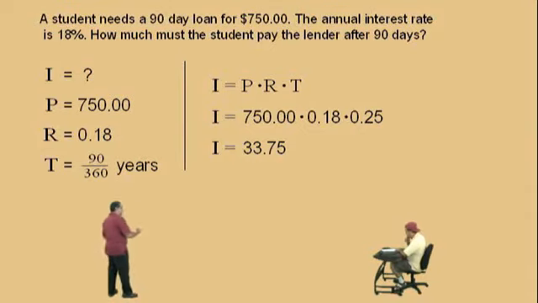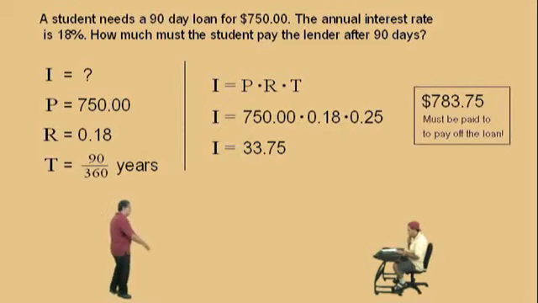And so, Charlie, what's the total amount that the student has to pay after the 90 days? $783.75. That's right, you just sum those up and that gives it to you right there. So that completes our simple interest lecture.